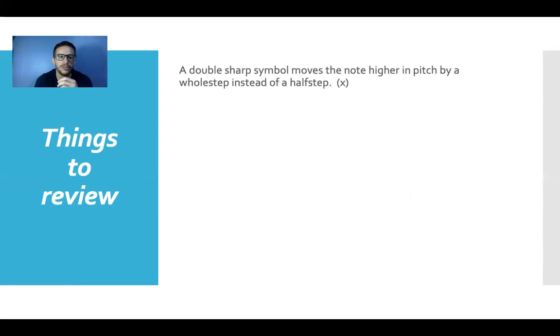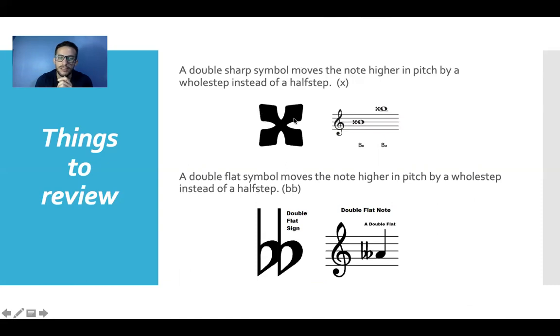Another thing to review, the double sharp and the double flat. Now, the double sharp symbol moves the note higher in pitch by a whole step instead of a half step. And this X right here is the symbol. Okay, this is going to be the double sharp symbol. So the sharp symbol, the normal sharp, moves the note higher in pitch by a half step. The double sharp does it by a whole step. Okay, this is going to be the symbol.